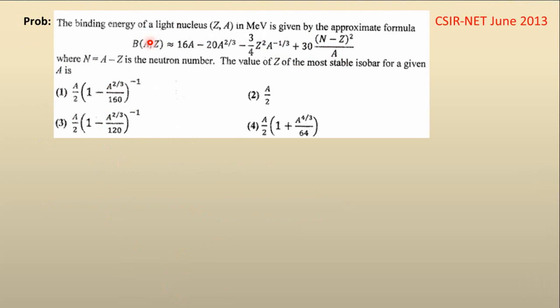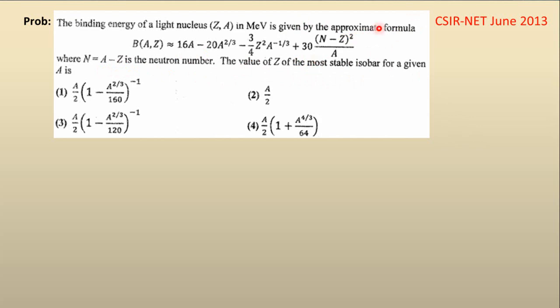And this problem is from the NET exam June 2013, and the problem is: the binding energy of a light nucleus in million electron volt is given by the approximate formula. So this is your formula of binding energy, and N equals A minus Z is the neutron number. The value of Z of the most stable isobar for a given A is.